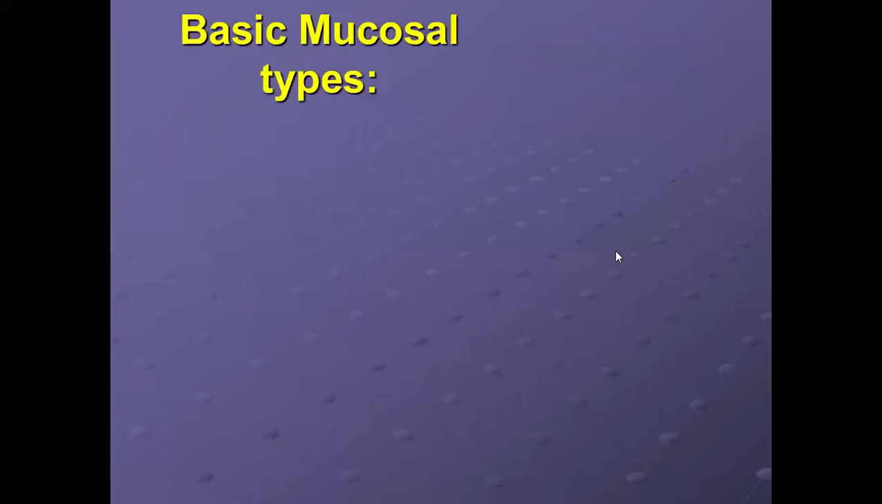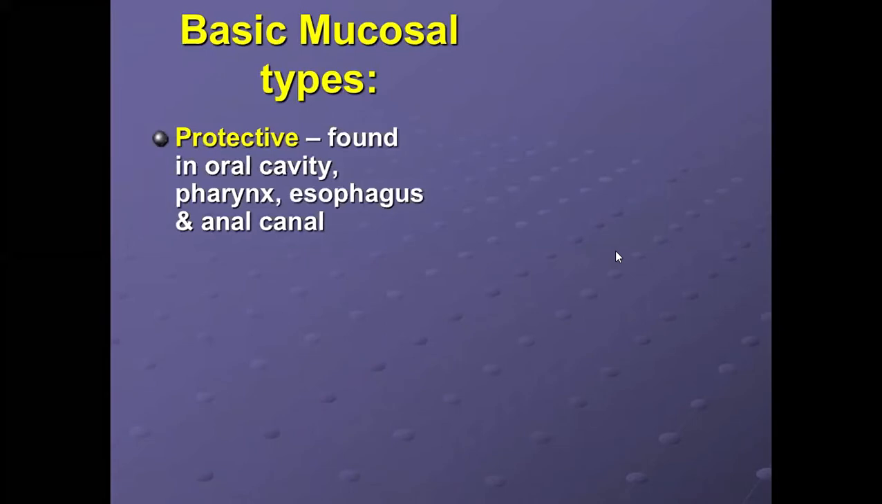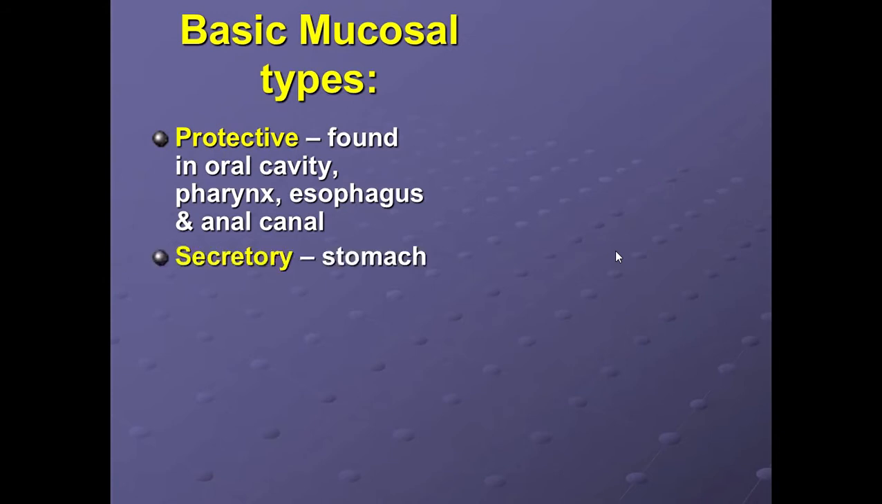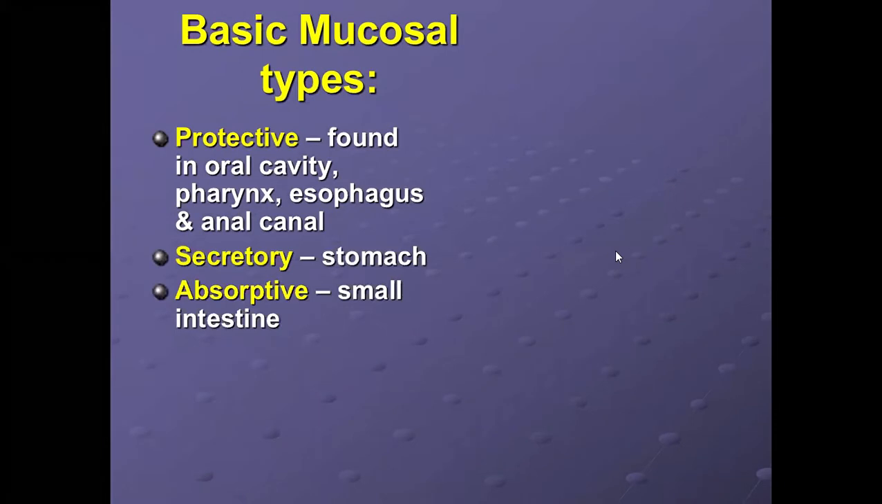Now, what are the basic mucosal types? When it is protective, meaning the thing that you put into your mouth, initially, of course, in your oral cavity, pharynx, and then the esophagus, it is protective, okay, and in the anal canal, protective. The secretory is basically your stomach. Absorptive is the small intestine, and the absorptive and protective is your large intestine.